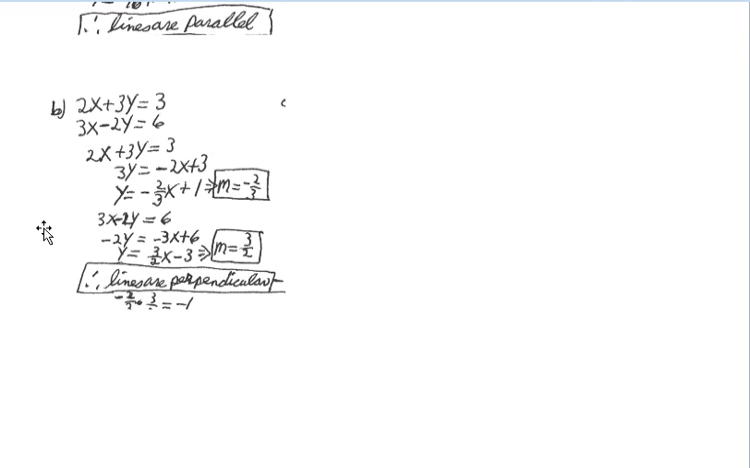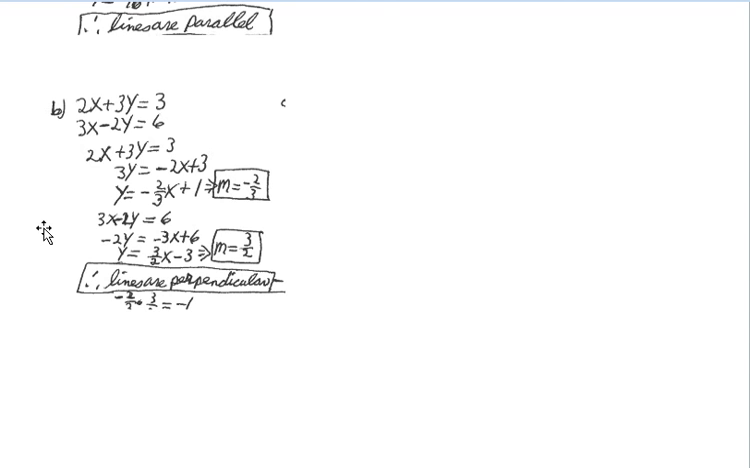Next, Part B, where we have the two equations 2x plus 3y equals 3 and 3x minus 2y equals 6. In the same manner, we will solve for y in each equation and then compare the slopes. Again, solving for y in the first equation, 2x plus 3y equals 3, we get y equals minus 2/3 x plus 1. At this point, we can determine the slope, which is minus 2/3. Similarly, in the second equation, we get y equals 3/2 x minus 3, and the slope is 3/2.